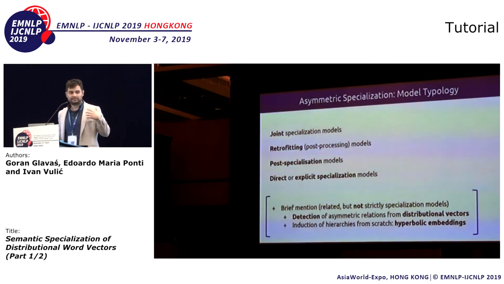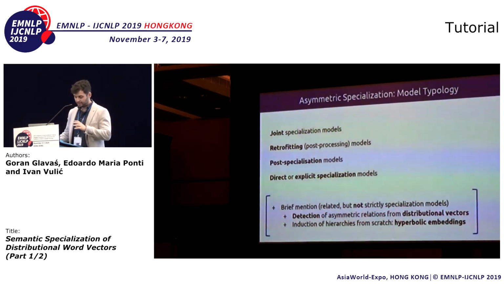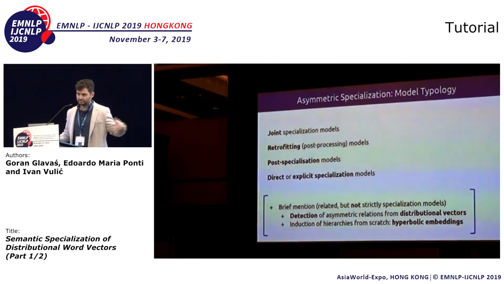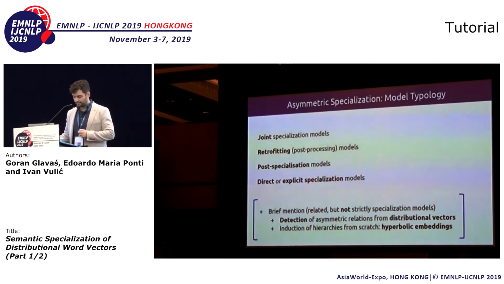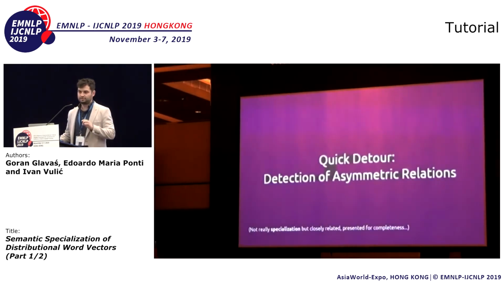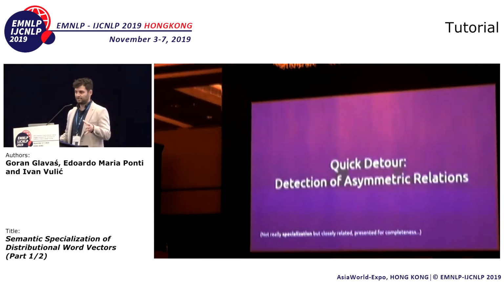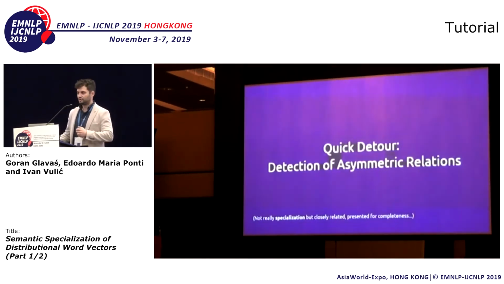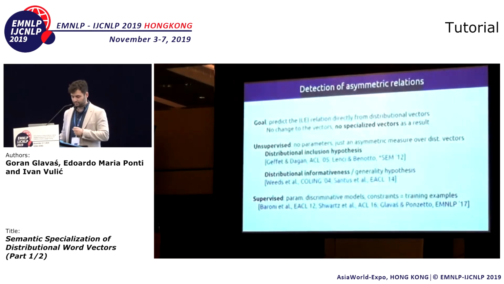We're going to go through the same families of models as Ivan did in the symmetric specialization case, but we're going to emphasize the asymmetric aspects and how we capture this asymmetry in the objectives. Before we dig into these main paradigms, like joint specialization models for lexical entailment, retrofitting, post-specialization, and explicit retrofitting, we're going to do a quick detour into two topics that are not really specialization per se, but closely related. Just for completeness, we show a bit about that too.